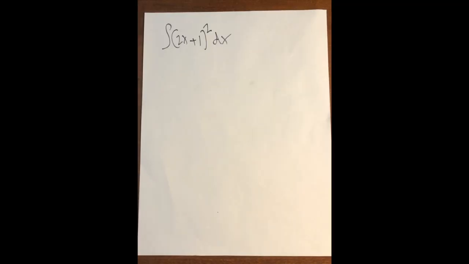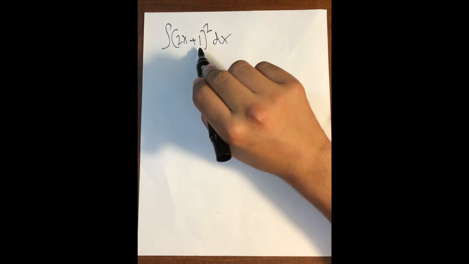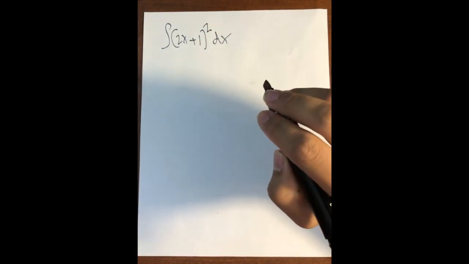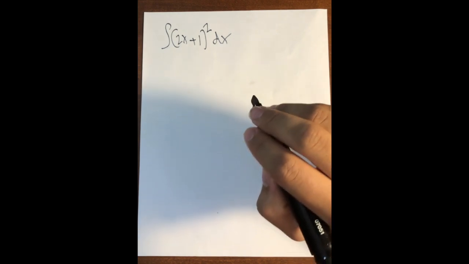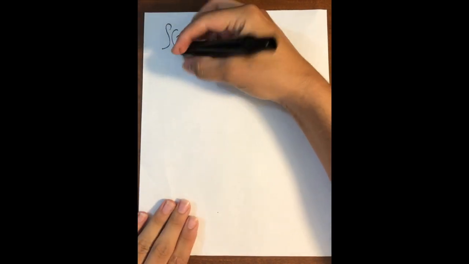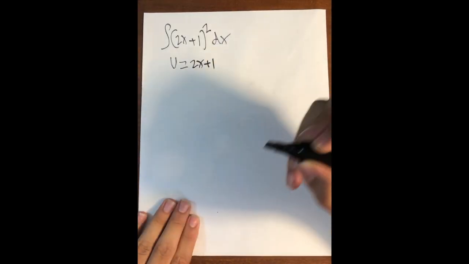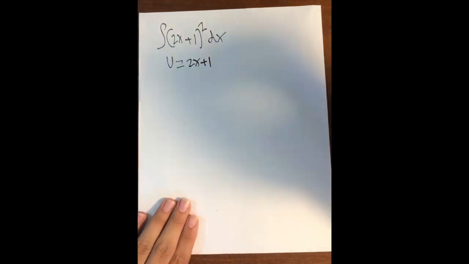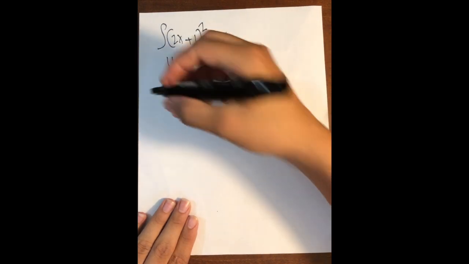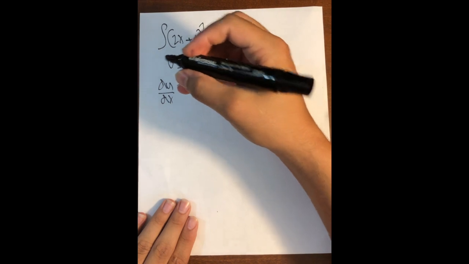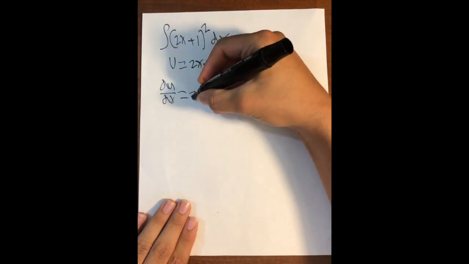Sure. Okay, so we're going to be doing the integral of (2x plus 1) squared dx. First, we need to let u be the most complicated inside. In that case, u is going to be equal to 2x plus 1. Then we take the derivative of u, du/dx, with respect to x, which will equal 2.